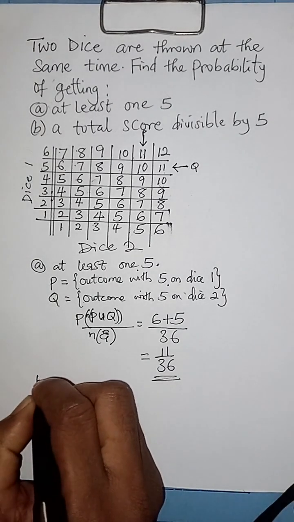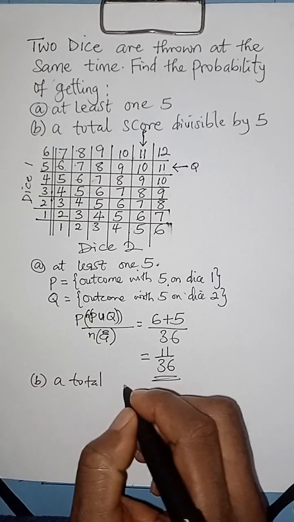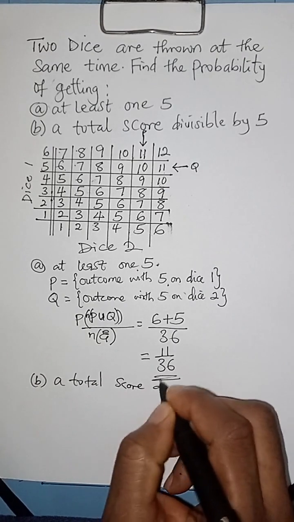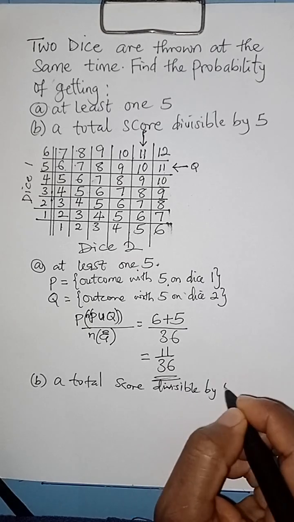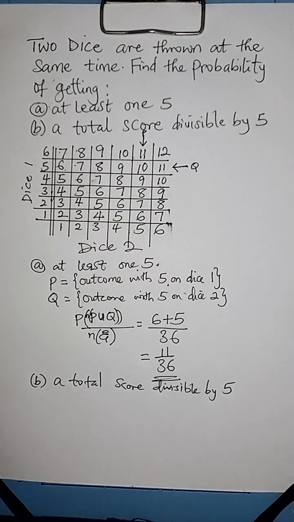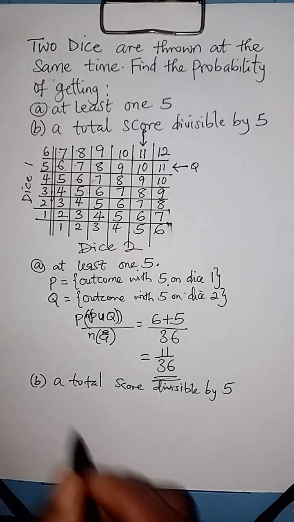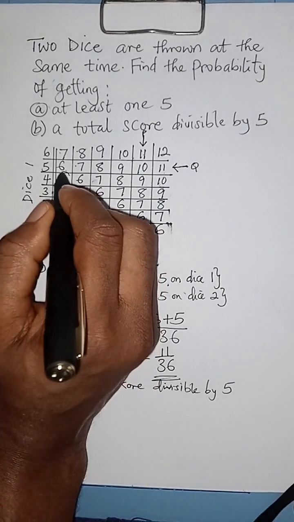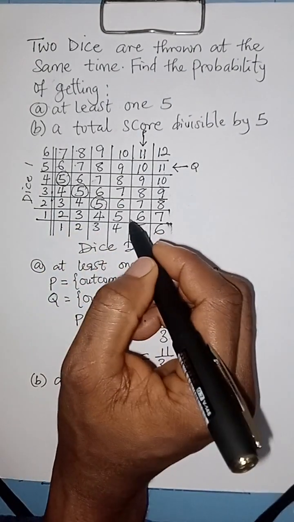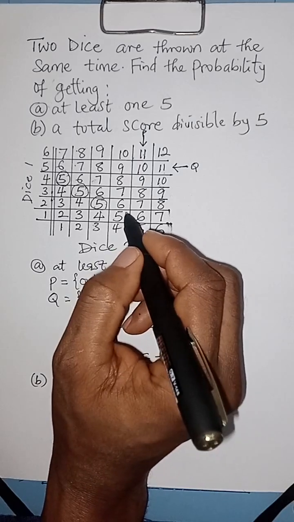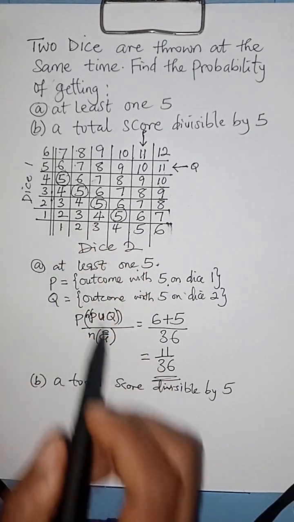Now let's go to the B part of the question. A total score divisible by 5. Now let's go back to our table. Let's circle the ones that can be divisible by 5. We'll have this, this, this, and this. Please remember, this is not part of it because this is the dice.